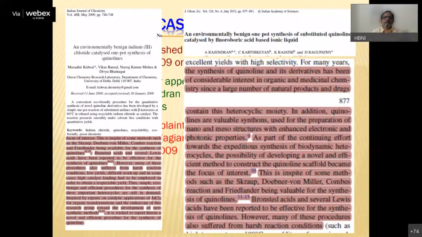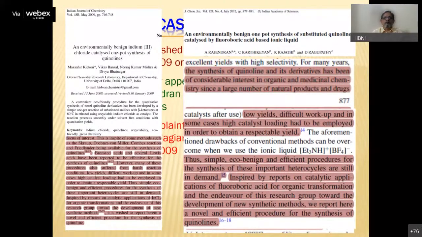So you see, the person was so lazy that he didn't even bother to paraphrase the relevant portions and simply copied them ditto, word to word, sentence to sentence, and paragraph to paragraph. This is such an example where there was almost a 40% exact match with the earlier paper. You can see everything here, for example, "towards the development of new synthetic methods, it is wished to report herein." Here he writes, "we report here a novel and efficient procedure for the synthesis of phenolene."